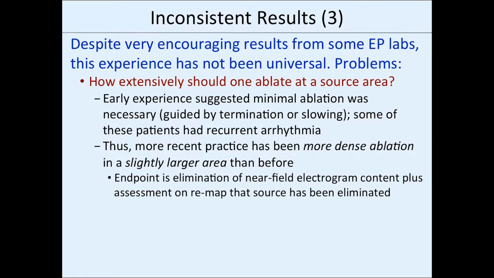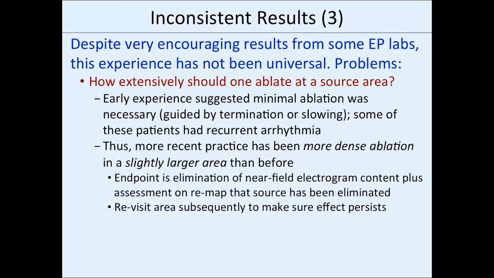So the endpoint of our ablation procedure, again, now is elimination of the near field recordings in the area that we're ablating, and reassessing on remap that the source has in fact been eliminated. It's not moved around somewhere, it's just gone. Then we can look for other sources.